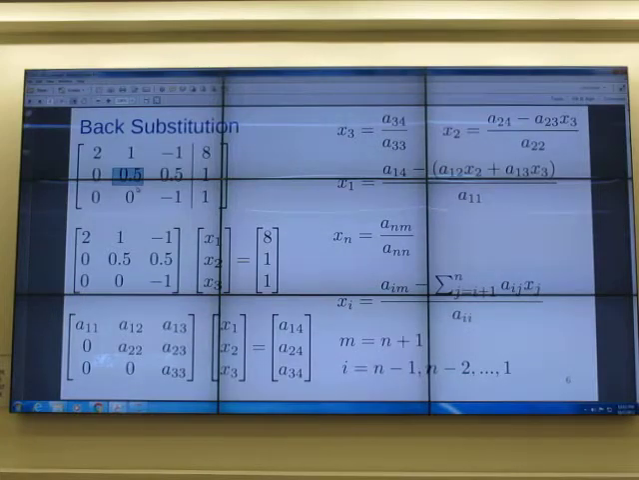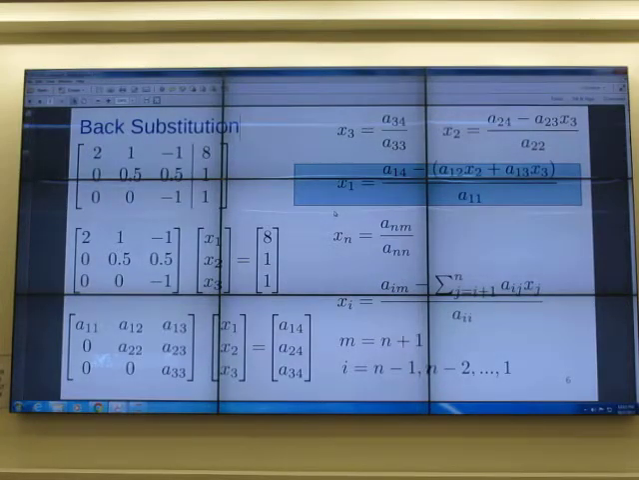For x1, you do the same thing. That and that multiplied by that and that, right? You start with 8, then you minus x2 multiplied by that coefficient, minus x3 multiplied by that coefficient, and divide by a11. With all this you get x1. You don't really care about this because at the end you use a SciPy function.